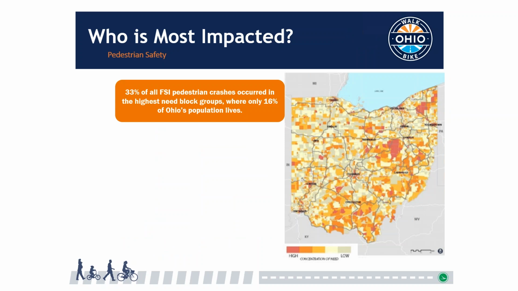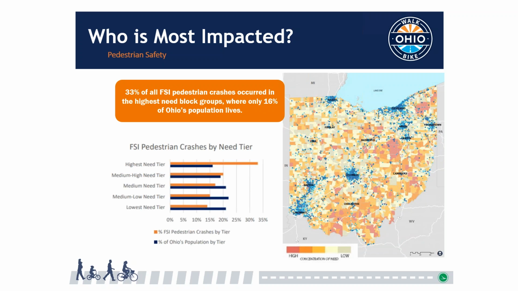33% of all fatality and serious injury pedestrian crashes have occurred in the highest need block groups. Over the last couple of years, ODOT worked to develop a need and a demand score for all of our census tracts in the state, which I'll go over some of the criteria of later. But from our highest need census tracts, we got a third of all pedestrian crashes happening in them, but only 16% of our population lives in those areas. And then there's just a little graphic showing what I just explained.